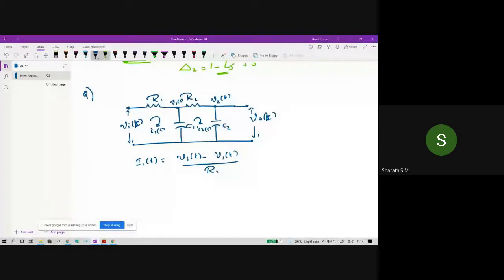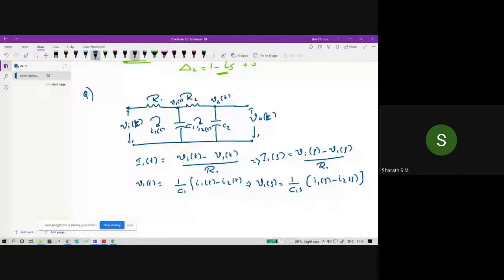In the same way, with respect to V1, V1 of t is equal to 1 over C1 integral of I1 of t minus I2 of t. Here we can apply the Laplace transform, so I1 of s is equal to Vi of s minus V1 of s divided by R1. The same way, V1 of s is equal to 1 over C1s into I1 of s minus I2 of s.